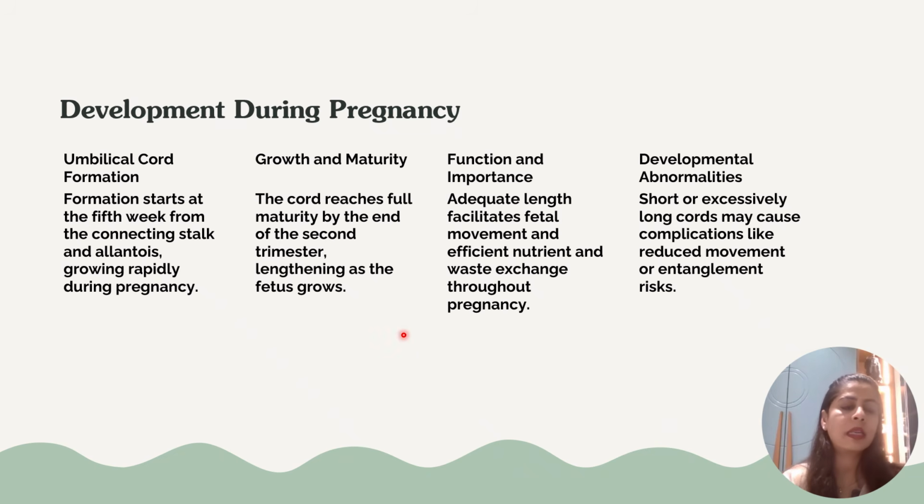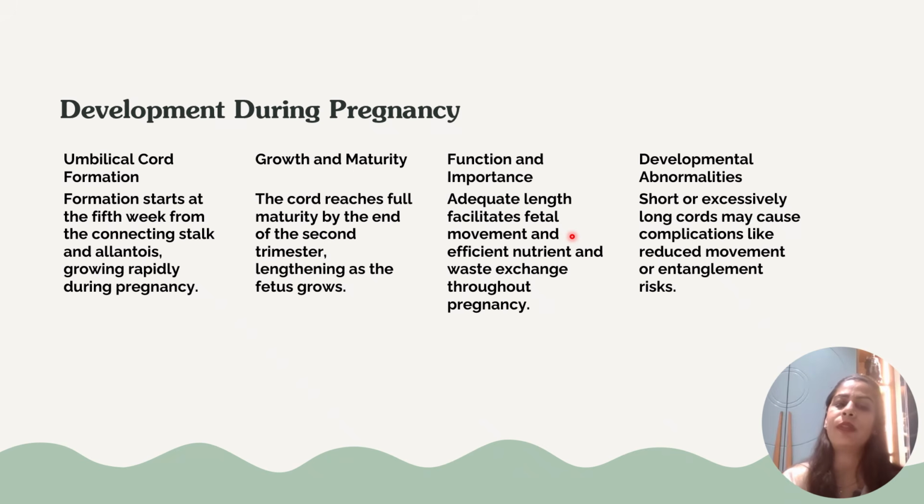Next, let us understand the development of the umbilical cord during pregnancy. Formation starts at the 5th week from the connecting stalk and allantois, growing rapidly during pregnancy. The allantois is a small sausage-shaped outpouching that develops from the hindgut of the embryo around the 3rd week of gestation. With growth and maturity, the cord reaches full maturity by the end of the 2nd trimester, lengthening as the fetus grows. Let's see the functions of this umbilical cord during pregnancy.